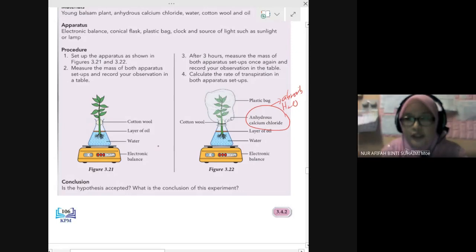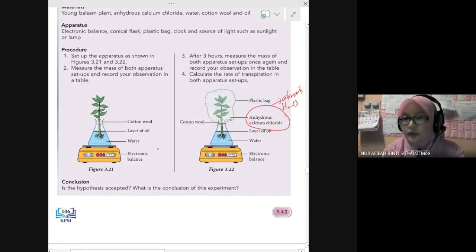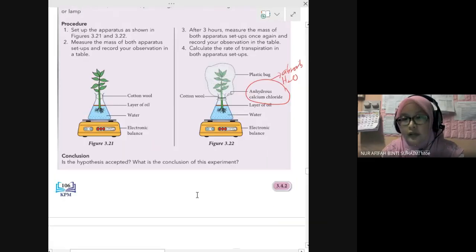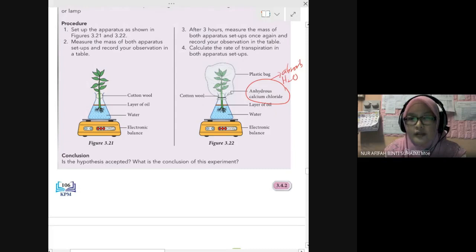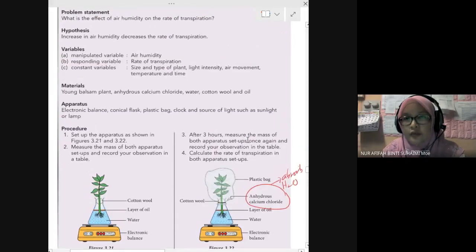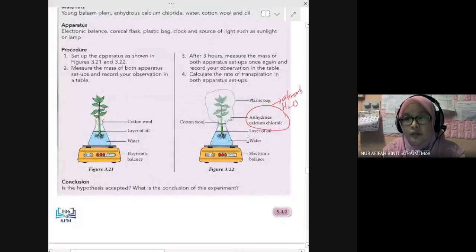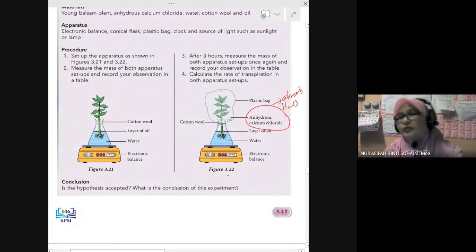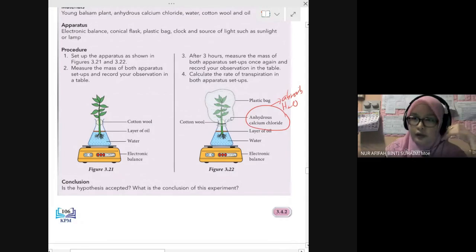Okay, same method. We calculate the initial and final reading, find the comparison, and then compare the mass, the loss of water. So for this one, humidity. Which one is more humid? Figure 3.21 or figure 3.22? Which one got higher humidity? Which one? 3.21 or 3.22?